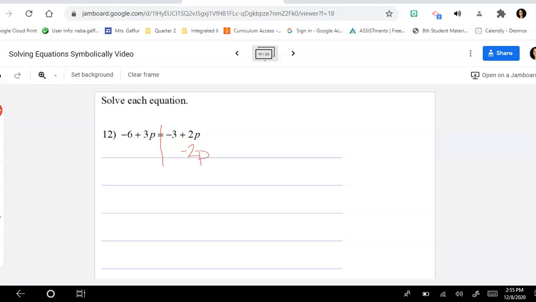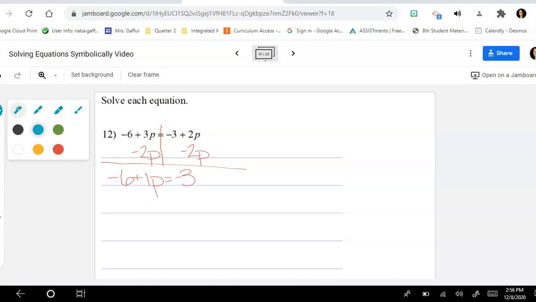So I'm going to minus 2p from the right. I'm going to minus 2p from the left. When I do that, I'm left with this negative 6 plus 3p minus 2p is 1p equals negative 3, and the 2p's go away. I need to get this 1p by itself. In order to get rid of the negative 6, I need to get it to 0, so I'm going to add 6 to the left and add 6 to the right.